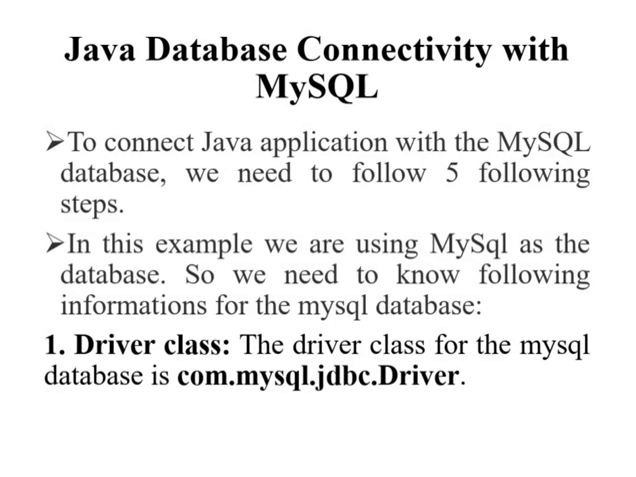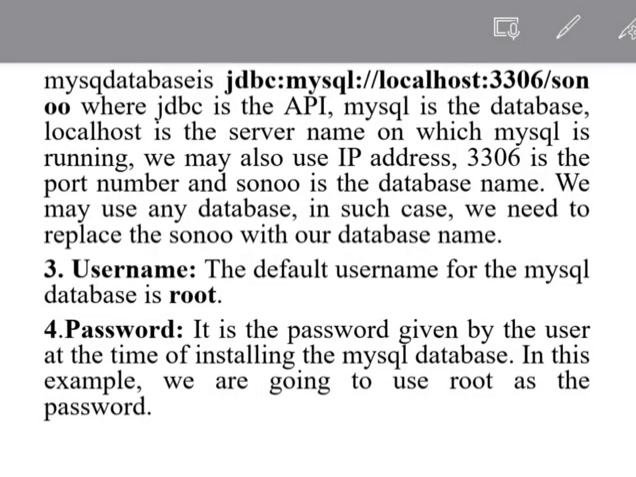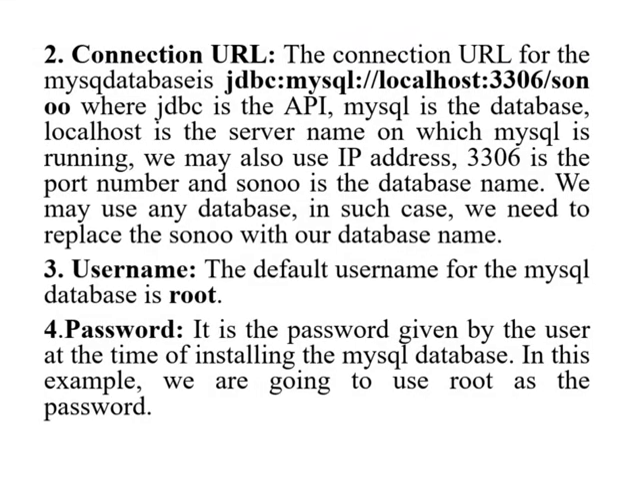com.mysql.jdbc.Driver. In this example, we are using MySQL as the database, so we need to know the information from the MySQL database. Next one is the connection URL. The connection URL for the MySQL database is jdbc:mysql://localhost:3306/Shweta, where jdbc is the API, mysql is the database, localhost is the server name on which MySQL is running.